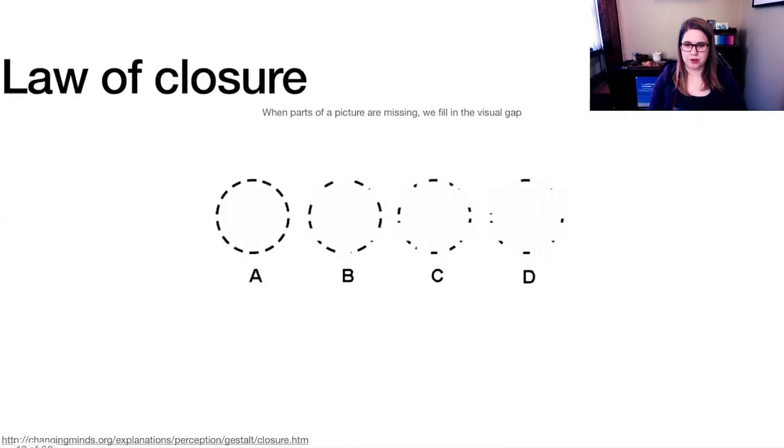And there's also the law of closure, which is that if parts of a picture are missing, we fill in that visual gap. That reminds me of Emergence, where even though not all of the circle is here, in fact, it's just little specks, I can still see the circle. My brain can fill in the gaps. And this is something that we need to be careful with when we're looking at visualizations, is sometimes our brain fills in the gaps too well.